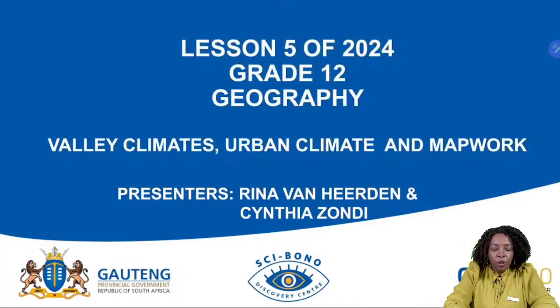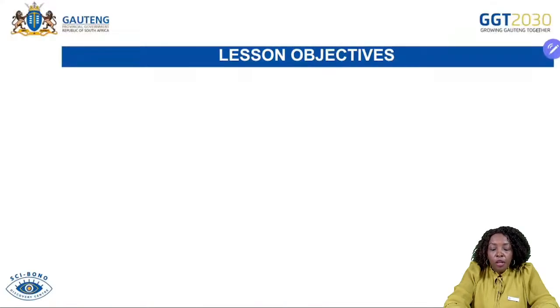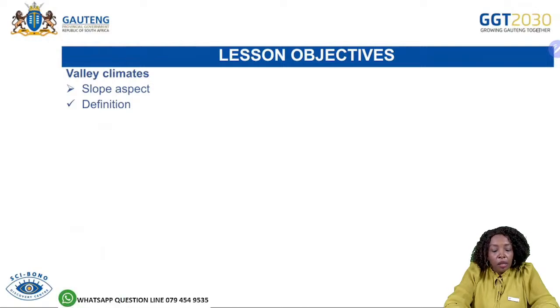Okay, boys and girls, we are today going to look into our lesson 5 of 2024, and the topic that we will be focusing our lesson on is what you were taught this week, which is the valley climate, urban climate, as well as a bit of network. So let's look into our lesson objective, which is on the first topic that I have indicated to you, which is valley climate.